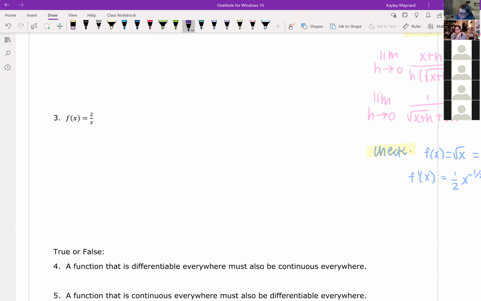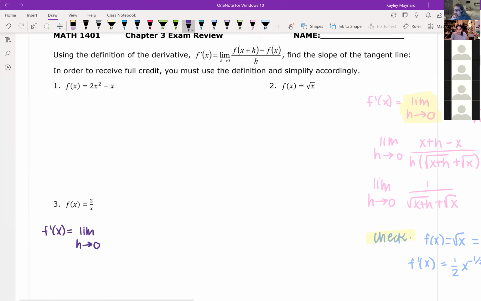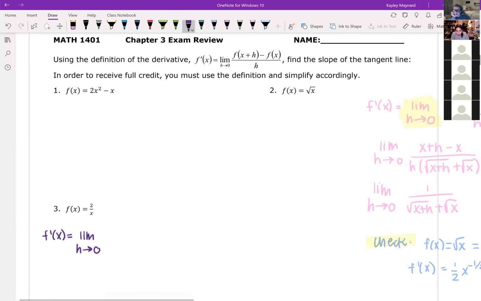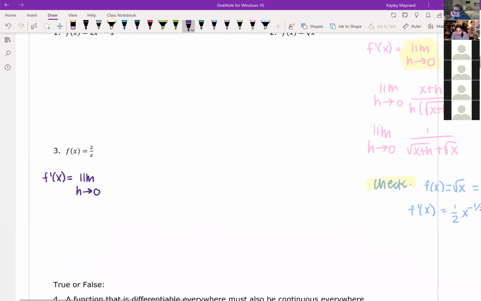So we have f prime of x is equal to the limit as h approaches 0. And then we have to first do f of x plus h. So we're going to do our function evaluated at x plus h. So this would be 2 over x plus h. And then we subtract f of x, so subtract 2 over x. And then h goes on the bottom.